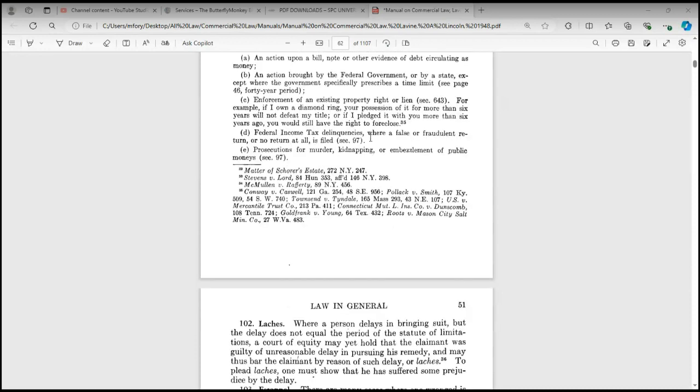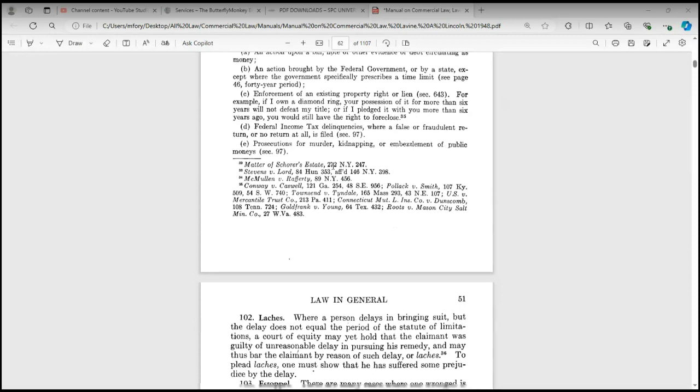Federal income tax delinquencies where a false or fraudulent return or no return at all is filed. That means they always have the ability to come after you. Prosecutions for murder, kidnapping, or embezzlement of public monies.